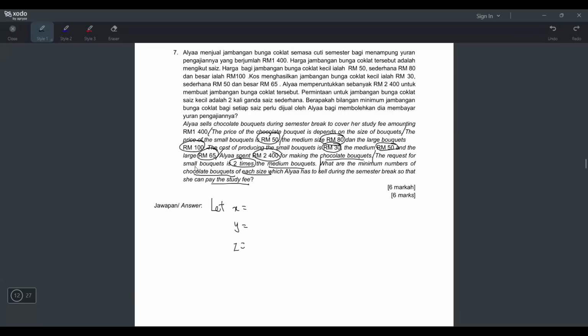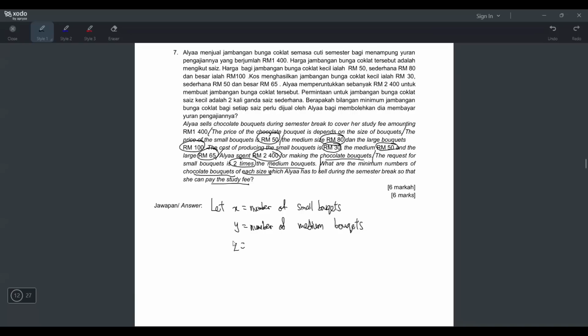So apa you punya final answer? Chocolate bouquet for each size. So x, y, z represents the number of chocolate bouquet for each size. So x represents what? Number of what is it? Small size, right? Small bouquet. Okay, if you want to write more complete, you can write small bouquet or a small chocolate bouquet lah, right? Can also. All right. y represents what? Number of the medium one, medium chocolate bouquets.